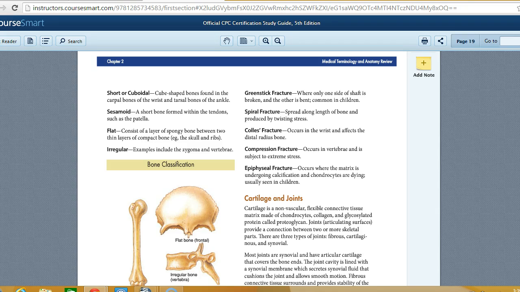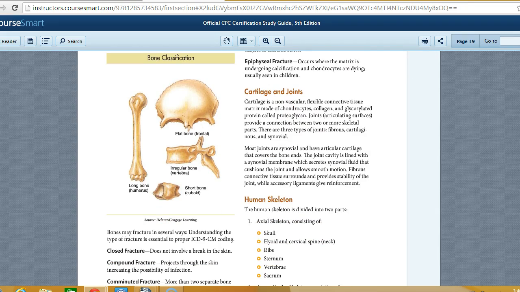Then you have the epiphyseal fracture. This occurs where the matrix is undergoing calcification and the chondrocytes are dying, and it's mostly seen in children, okay? You have your cartilage and your joints as well, you all. Make sure you go back and you read about the cartilage and the joints.